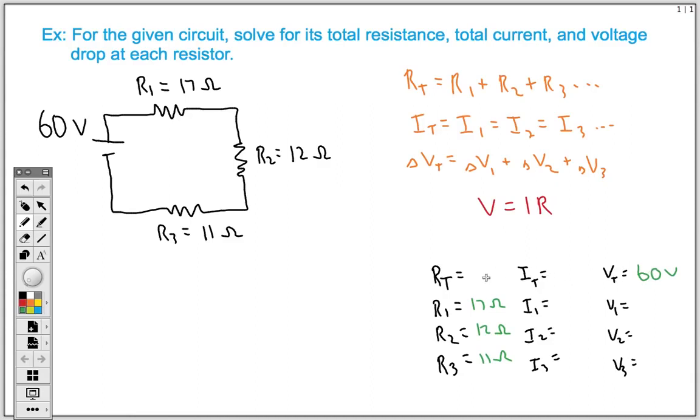Try and get those first, and then everything else will kind of come after that. Okay, so one of the things that we can solve for is our total resistance, because all we have to do is add up our 3 resistors and we have that information. So to get this total resistance right here, we're just going to add our 17 ohms plus our 12 ohms and our 11 ohms. And when we do that, we get a total of 40 ohms. Okay, so we can fill in that blank.